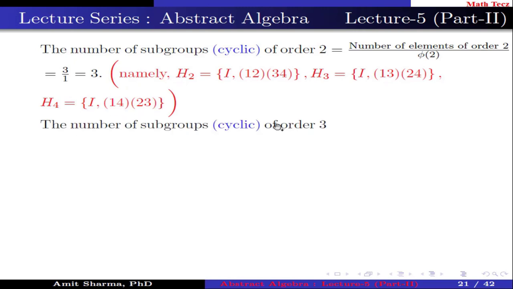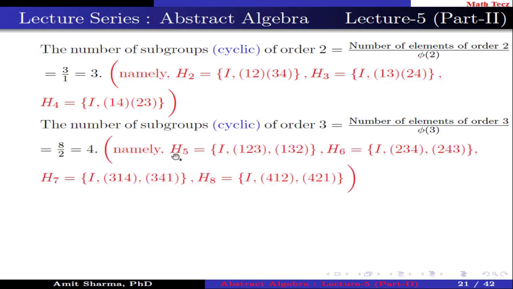The number of subgroups of order 3, which is cyclic, equals the number of elements of order 3 divided by phi of 3, which is equal to 4. And the subgroups are H5 containing identity, (1 2 3), (1 3 2); H6 containing identity, (2 3 4), (2 4 3); H7 containing identity, (3 1 4), (3 4 1); H8 containing identity, (4 1 2), (4 2 1).